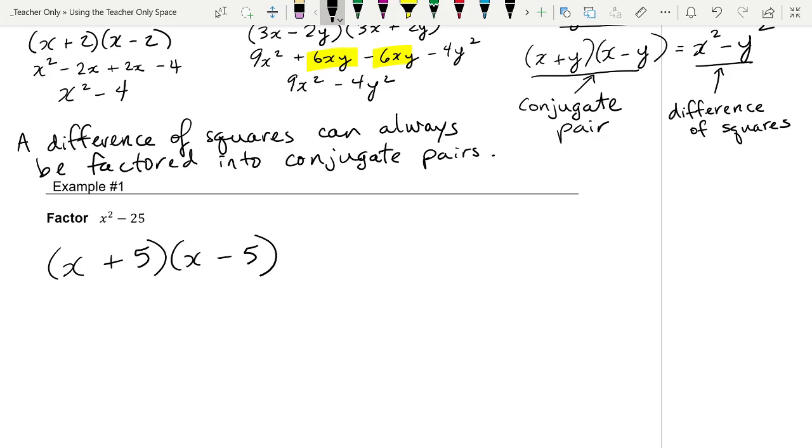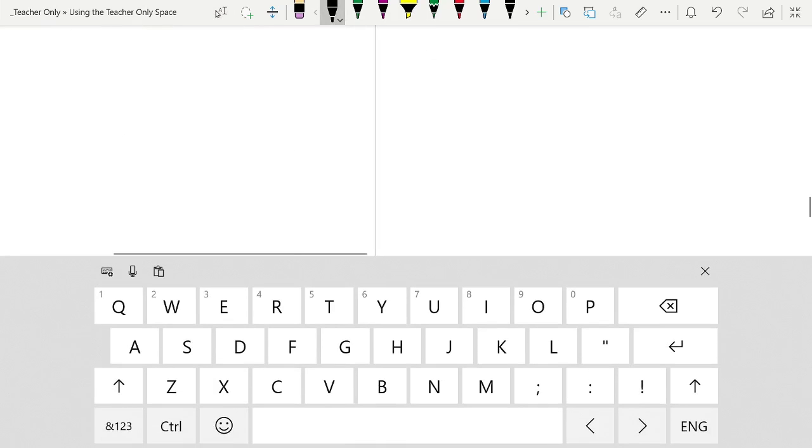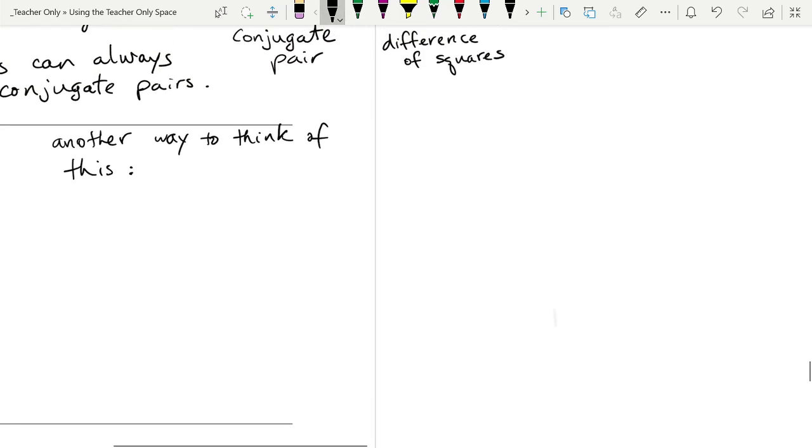If you like, another way to think of this, and don't write this part down. I'm just going to move over for a sec into scrap paper land way over here.